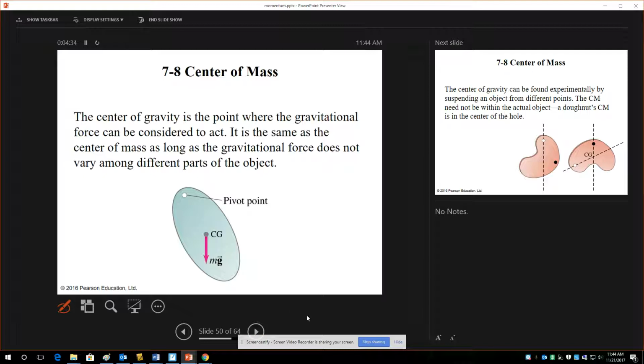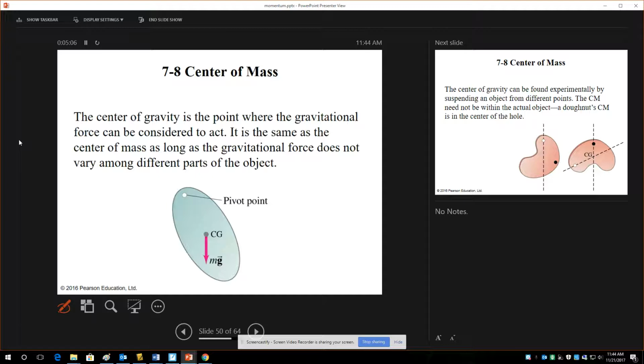So center of mass is the average position of mass. Center of gravity is the same as the center of mass as long as we're in a system where the acceleration due to gravity is constant. So we're working within the flat Earth approximation, where acceleration due to gravity is constant as we move up and down in altitude. The center of gravity is the point where the gravitational force can be considered to act.